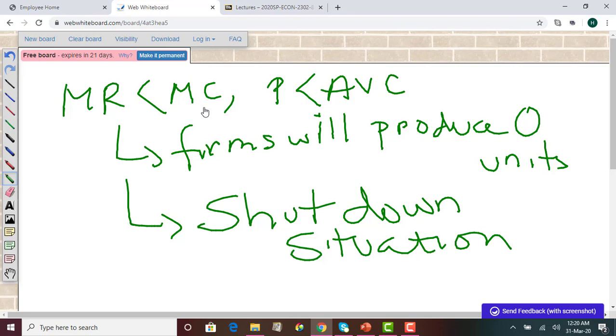In fact, if they are producing more, their loss will be going up more. So it makes no sense to produce more. So there will be zero units. It's a shutdown situation, and they will leave the market in this type of situation. A firm whose marginal revenue is less than marginal cost and whose price is also less than average variable cost will basically shut down and leave the industry. So these are the three different conditions under the marginal revenue approach.